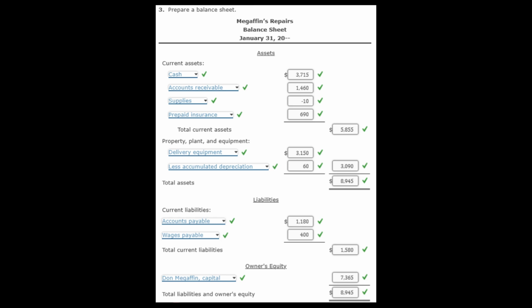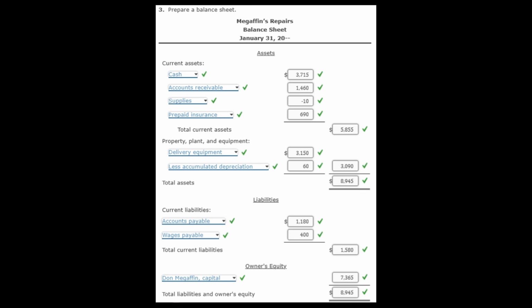Okay, the final thing we're going to look at for this video is the balance sheet from McGaffin's Repairs. So on the balance sheet, you guys can see on the slide, I have assets listed first. So you're going to go back up to your blue box and you're going to find cash, accounts receivable, supplies, and prepaid insurance. You're going to plug all those amounts into these boxes and then you're going to add them up. So you see the 5,855. That's the total of those assets listed at the top.